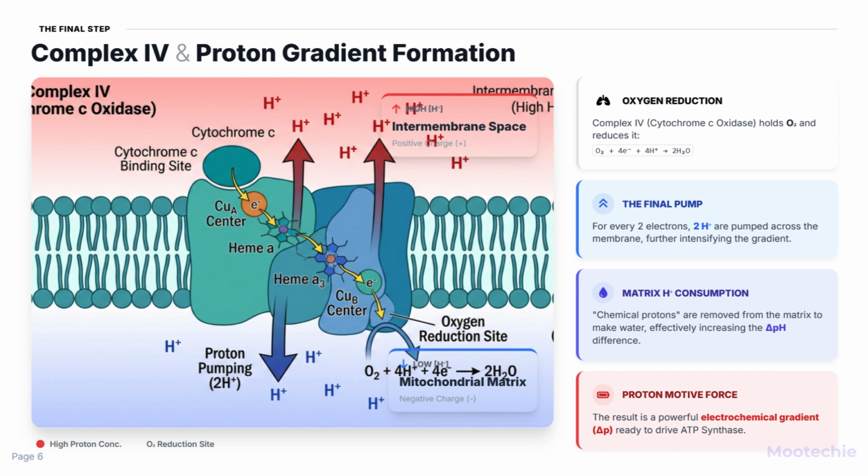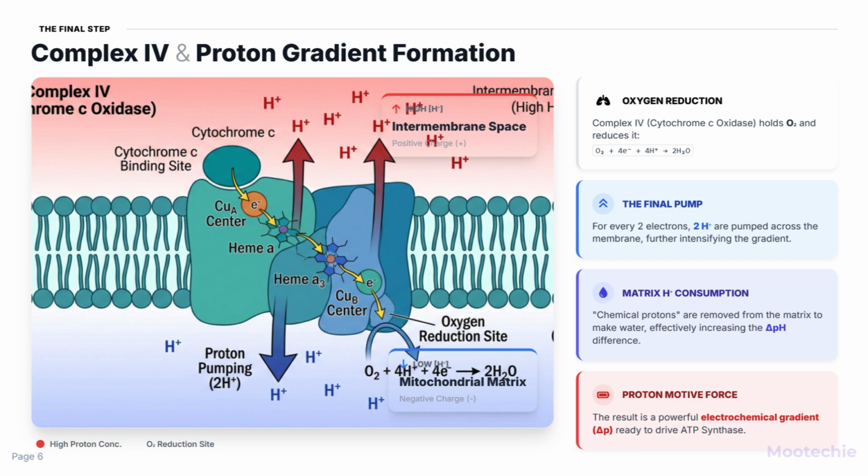For every 2 electrons that pass through, complex 4 pumps 2 additional hydrogen ions across the membrane, further intensifying the gradient. By consuming these chemical protons from the matrix to make water, the pH difference across the membrane increases. The result is a powerful electrochemical gradient, the proton motive force, now ready to drive ATP synthase.